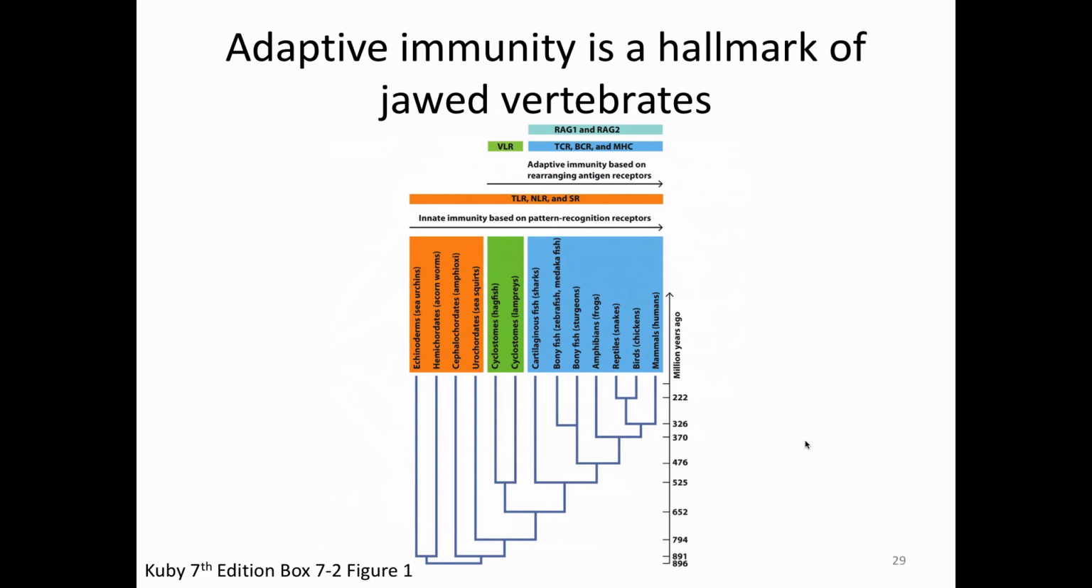This VDJ recombination process is actually a hallmark of all jawed vertebrates. So it looks as though, in fact, about 500 million, 550 million years ago, the ability to do this was gained by gaining the enzymes that will do this process. And so all jawed vertebrates do VDJ recombination and have this adaptive immune process. Sometimes this event is referred to as the immunological Big Bang, evolutionarily.